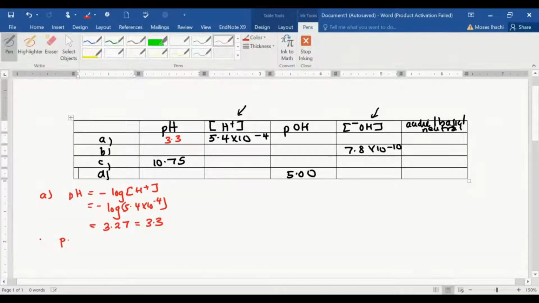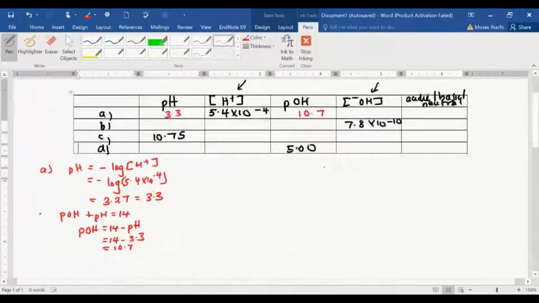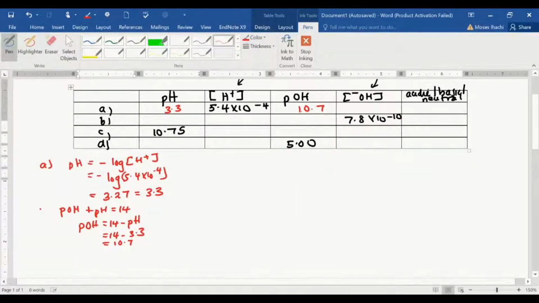So to find pOH, we know that pOH plus pH is equal to 14. So pOH is 14 minus pH, which is 14 minus 3.3. So your answer is 10.7. Is the solution basic or acidic? Based on the pH right here, you can tell that the pH is below 7. So we can say it's acidic.